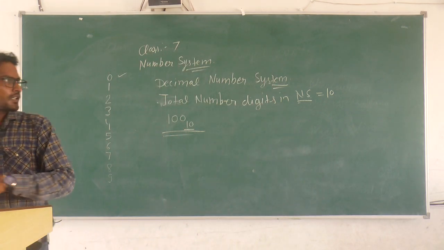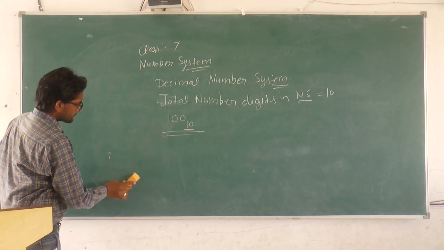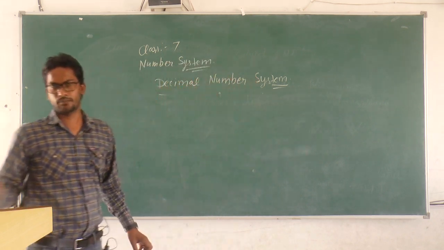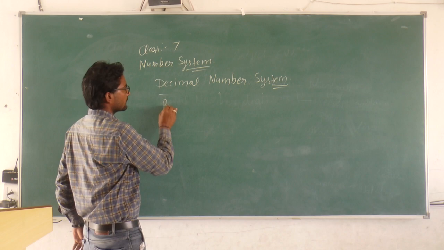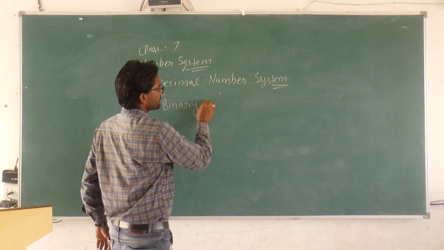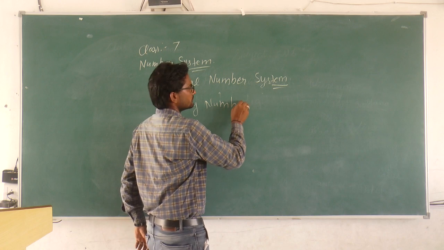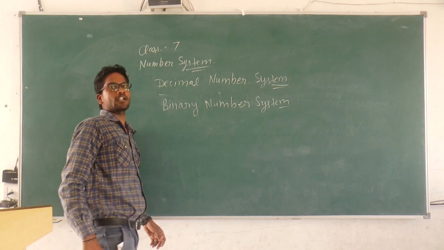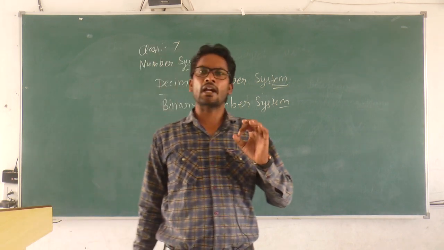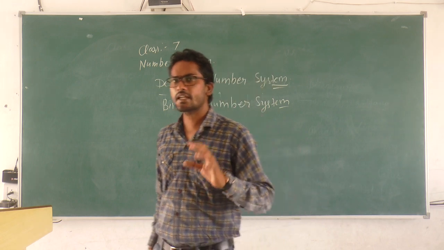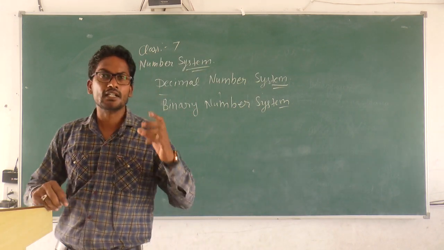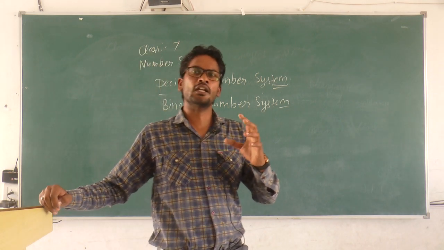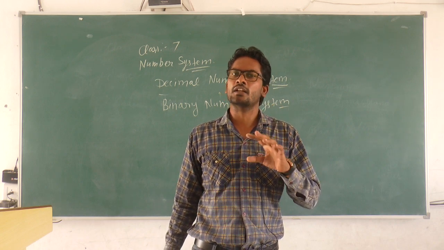Now further, our second number system is the binary number system. As you know, the computer understands only 2 digits, 0 and 1. Many people say digits, but that is not digits. Computer is a machine. Computer understands only 2 states, on and off.